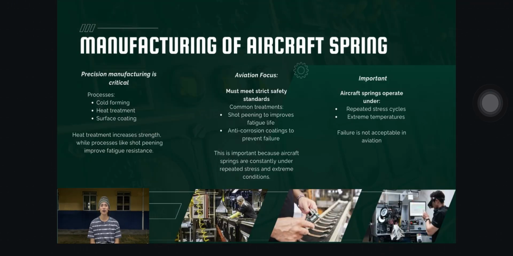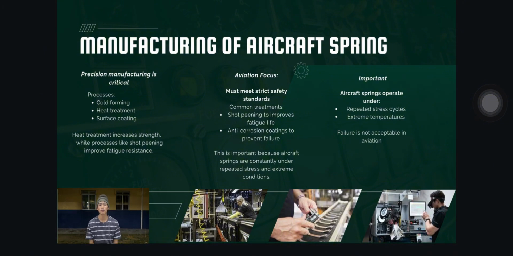Now, let's talk about how springs used in aircraft are manufactured. In aviation, manufacturing quality is extremely critical because even a small defect can lead to failure, which is unacceptable in aircraft systems. The manufacturing process usually starts with coiling the spring, either through cold forming or hot forming, depending on the material and size. After shaping, the spring undergoes heat treatment.